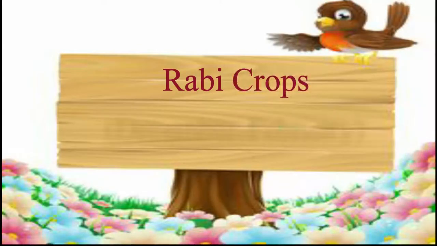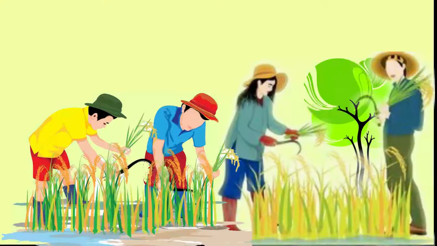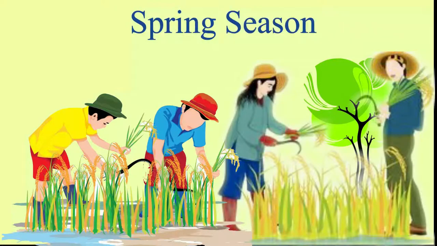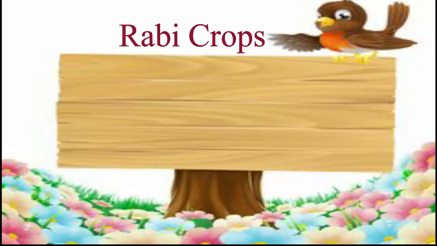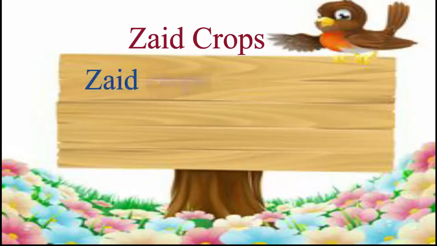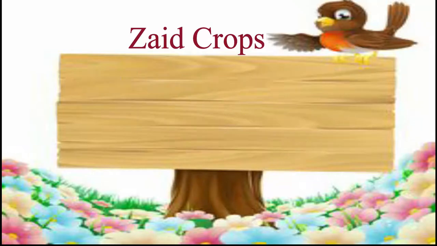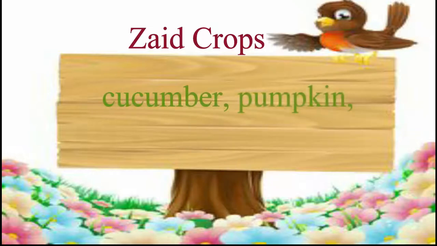Rabi crops are the crops that are sown in winter season and harvested in spring season. The main crops are wheat, gram, pea, mustard, and linseed. Zaid crops are summer season crops and are grown between the Kharif and Rabi seasons. The main crops are cucumber, pumpkin, bitter gourd, and watermelon.